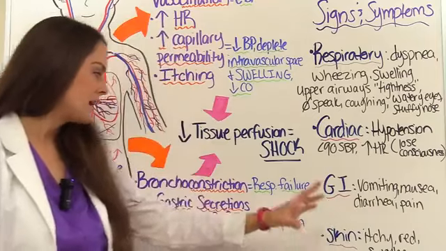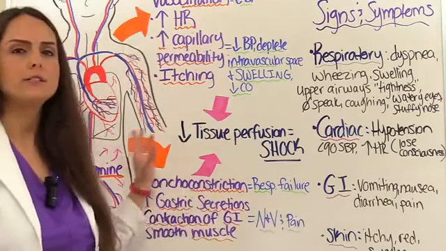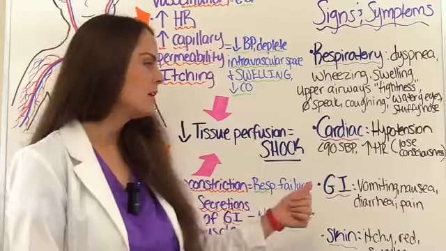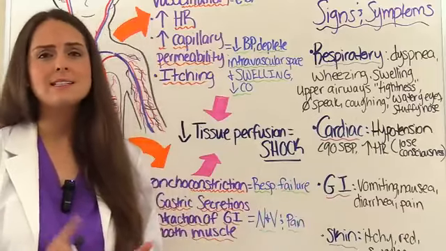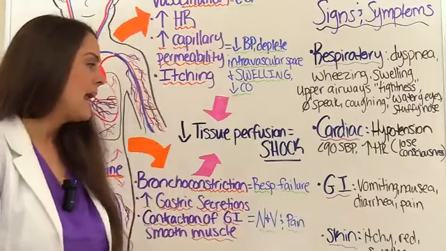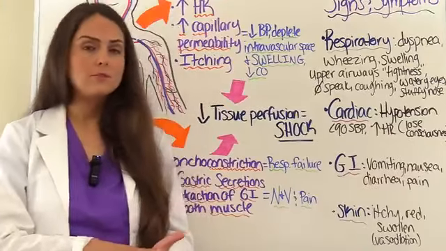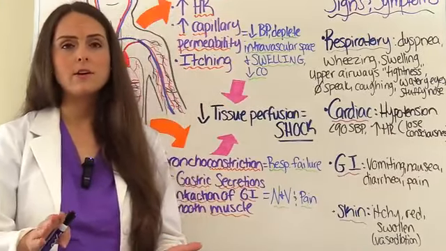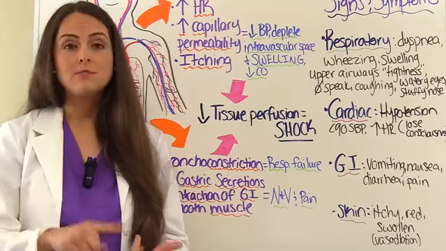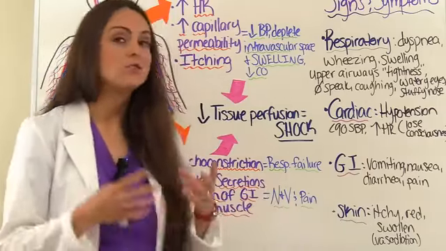GI system, because of the increased secretions, increased contraction of that GI smooth muscle, they can have vomiting, nausea, diarrhea, GI pain, and the skin, we have major vasodilation going on. And histamine makes you itchy, so your skin can be itchy, red, and swollen.